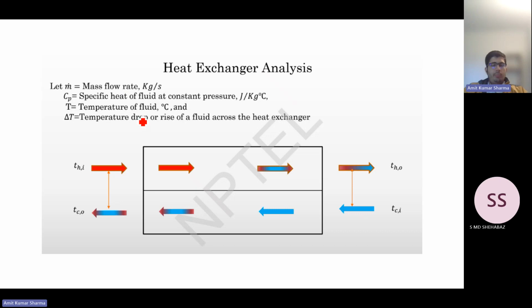So there is some important terminology: m is mass flow rate in kg per second, Cp is specific heat of fluid at constant pressure in joule per kg degree centigrade, T is the temperature of the fluid in degree centigrade, and del T is the temperature drop or rise of fluid across the heat exchanger. So you can see the red is hot fluid, this is the cold fluid flowing like this. The red part is diminishing and the blue part is emerging. So this is cooling downstream, this is heating upstream.